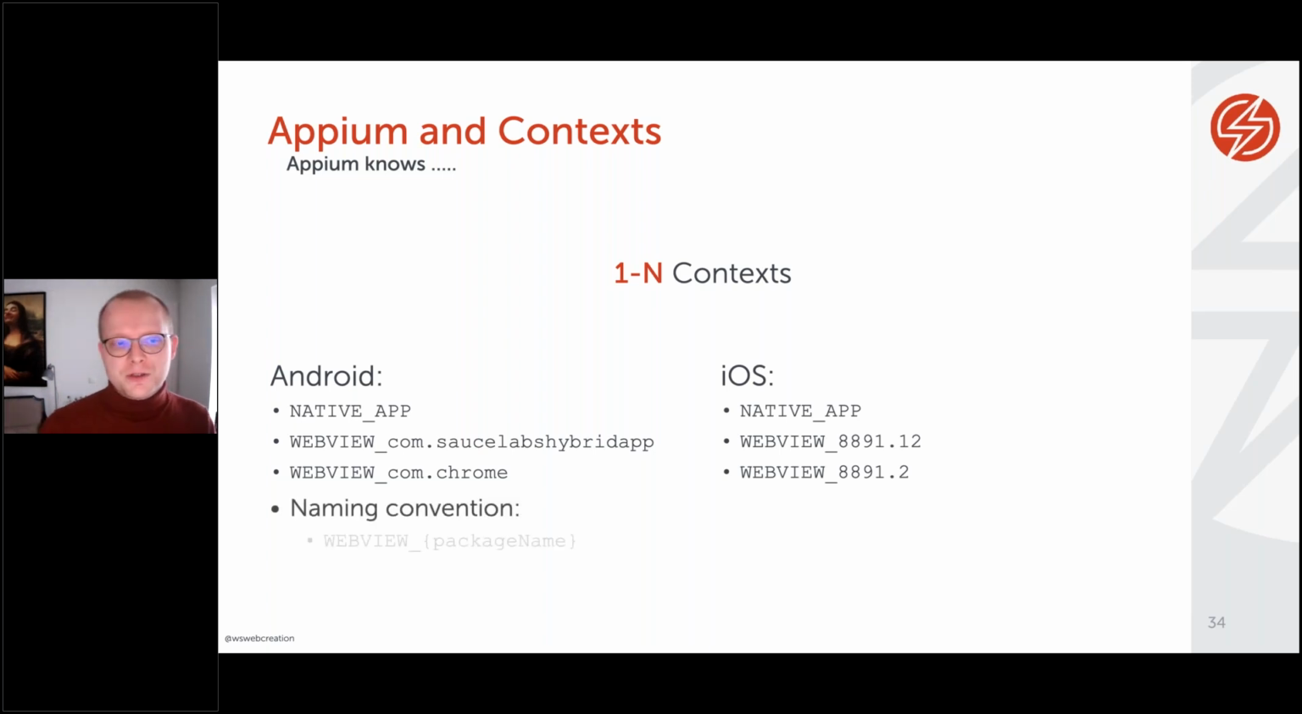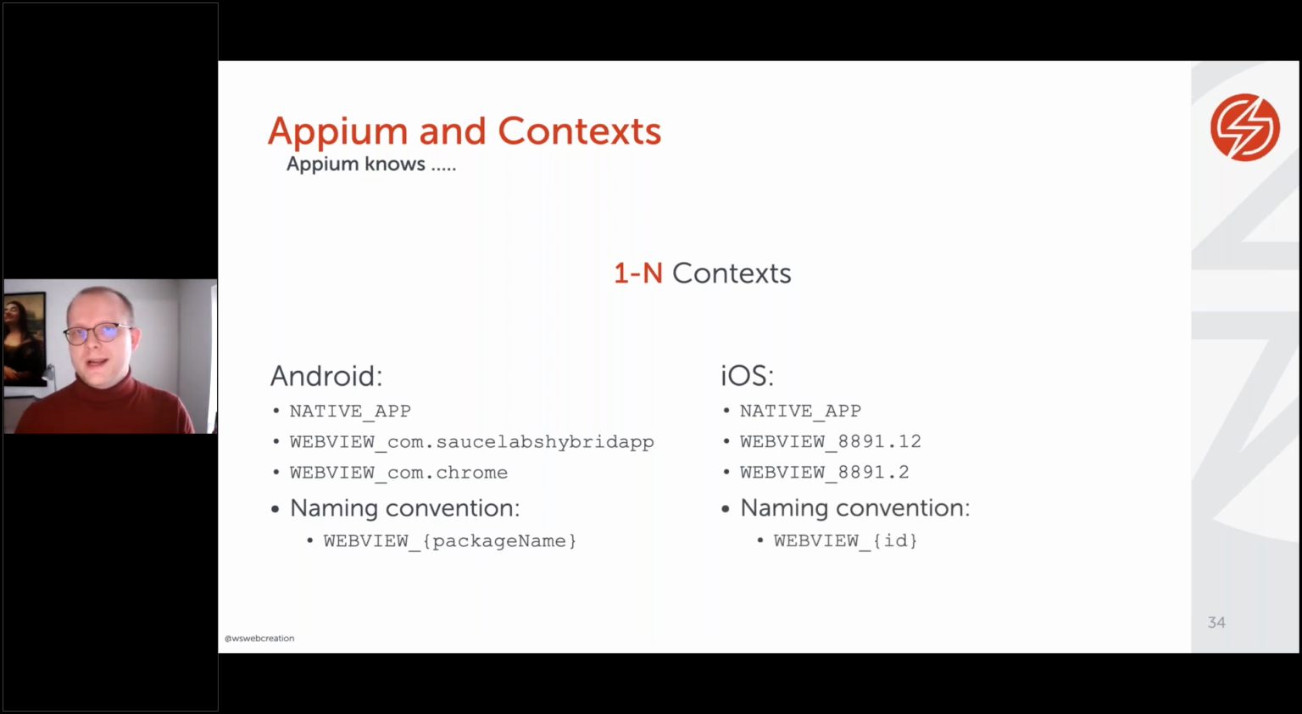The naming convention for Android will be WebView_ and then the package name. So as you can see here, I was showing the Sauce Labs hybrid app, and also, for example, Chrome. Chrome can also be a WebView. And for iOS, it's different. It's WebView_ an ID. And you're like, okay, what an ID? What can I do with that? What is that ID? How can I determine what that ID is, what it's doing? Well, it's something I will get back to in one of the next slides.